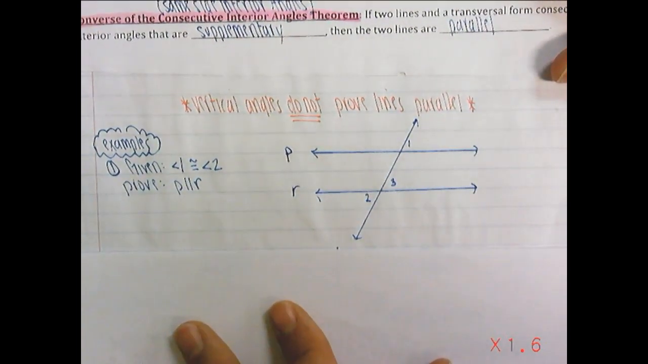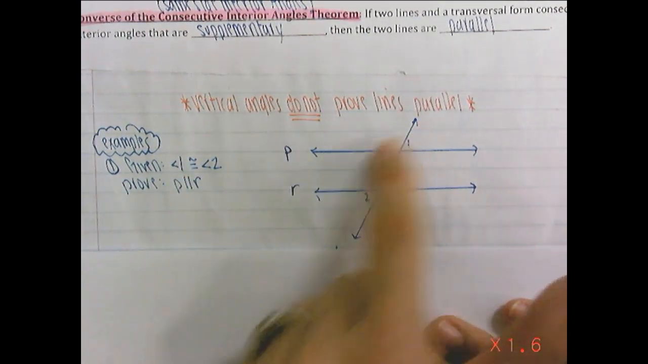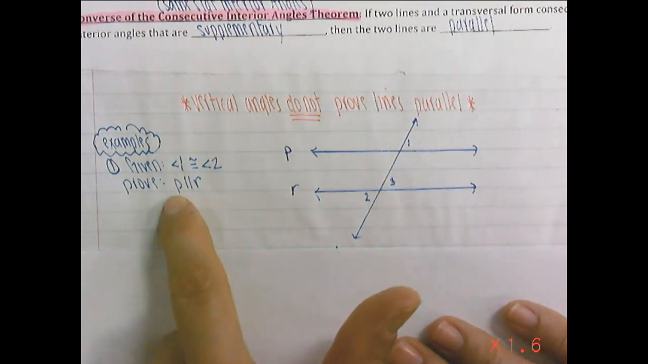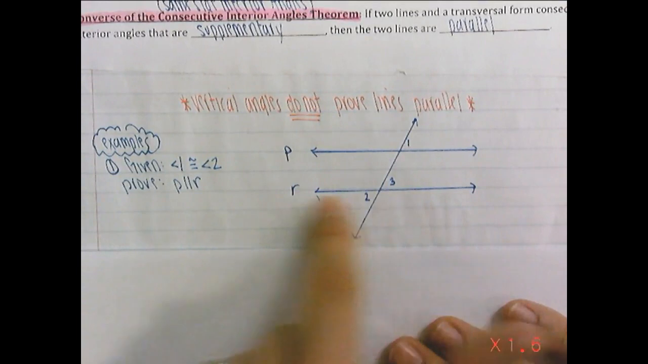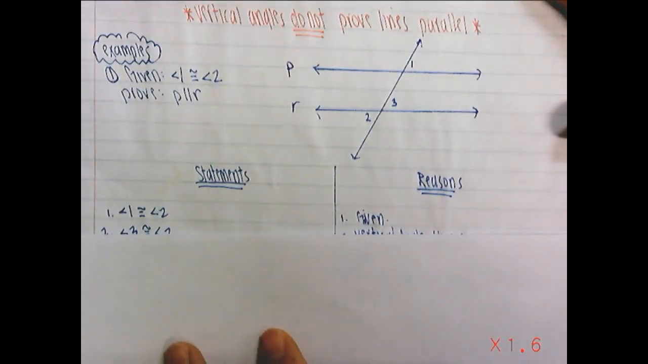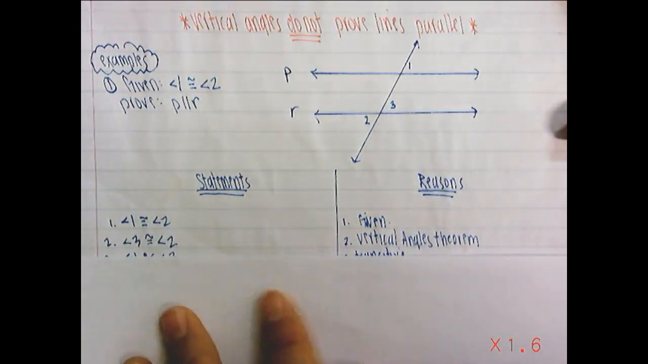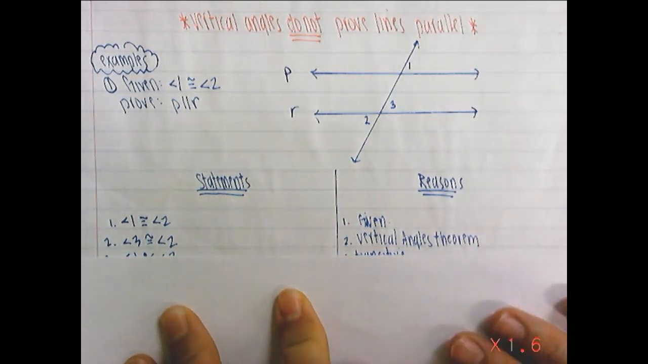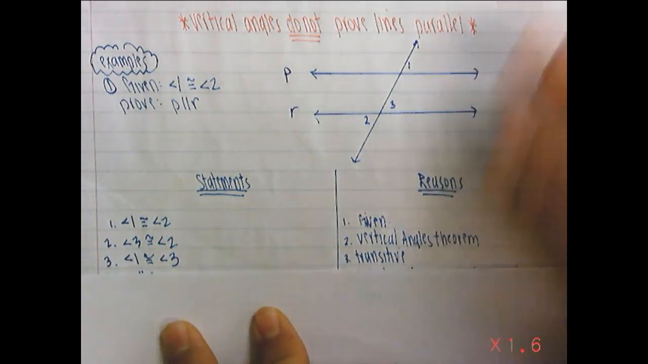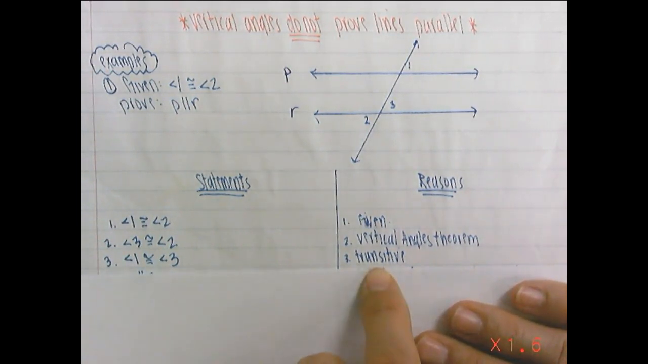All right, so here is our proof. Given that angle 1 and angle 2 are congruent, they want you to prove that line P is parallel to line R. So we're going to write our given: angle 1 is congruent to angle 2. And then I'm going to write angle 3 is congruent to angle 2 because they're vertical angles.